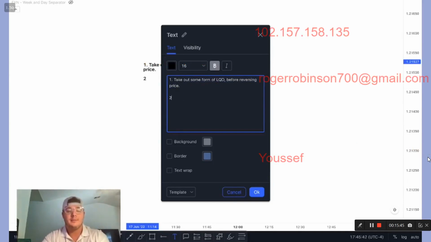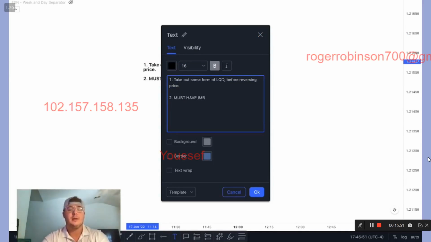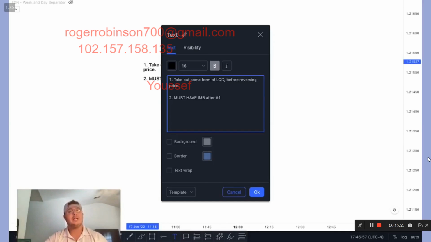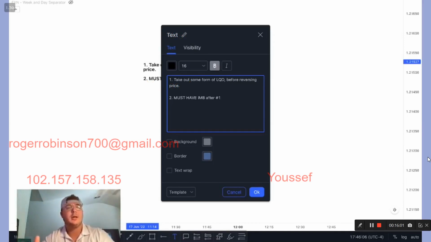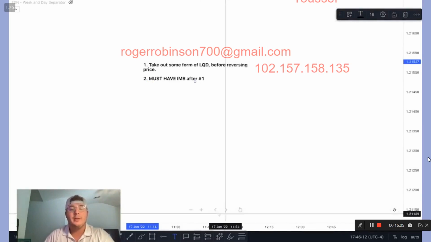The second thing, one of the most important, is you must have an imbalance. IMB is imbalance, after number 1. We must have an imbalance after we take out liquidity, and that's what's going to validate and verify the order block. As we talked about, imbalances represent inefficient price action.